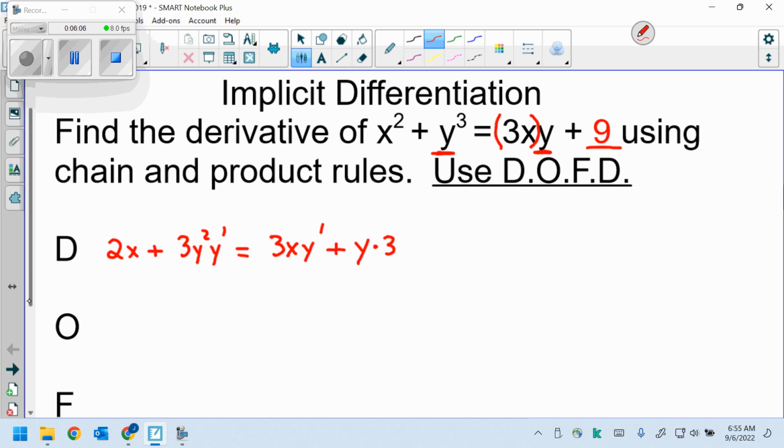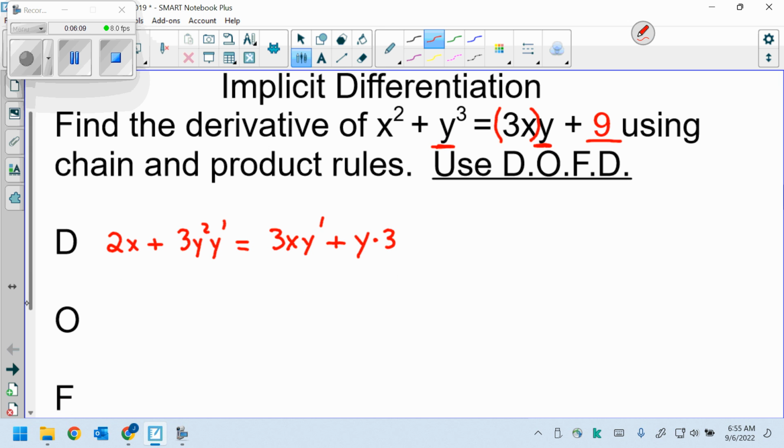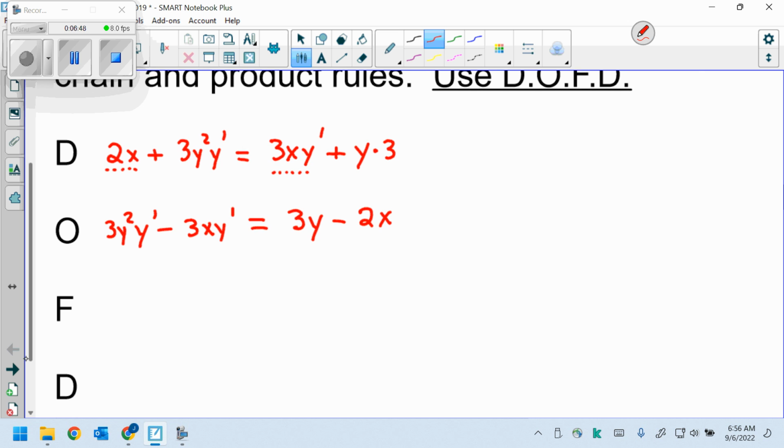Now let's organize this. Let's get all of our y primes on one side, our non-y primes on the other. This 3y squared y primed is going to stay over here on the left. This guy's got to come over because it's got a y prime, so I'll be subtracting 3x y primed in order to get it over to the left. On the right side of the equal sign, I've already got this 3y, but I better get this over there. So I have organized by getting all the y primes together on the left side. Now I'm going to factor out that y prime.